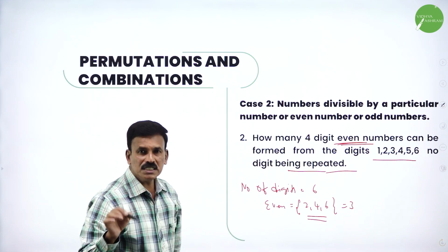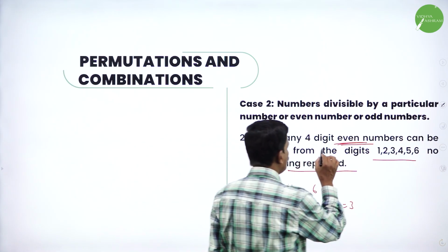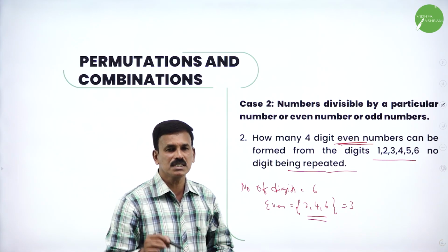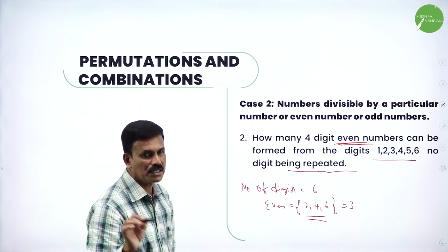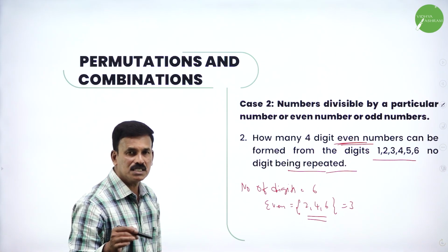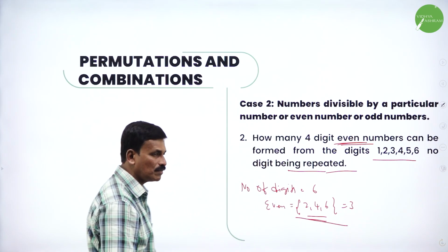Here a 4-digit even number is required to be formed. So how many 4-digit even numbers can be obtained? If it is an even number, it will end with an even number only. So a 4-digit even number here will end with an even digit only. So how many even numbers are there? 2, 4, 6, 3 even numbers are there.